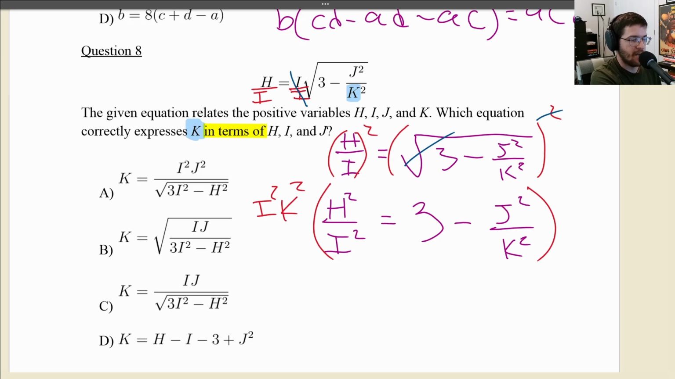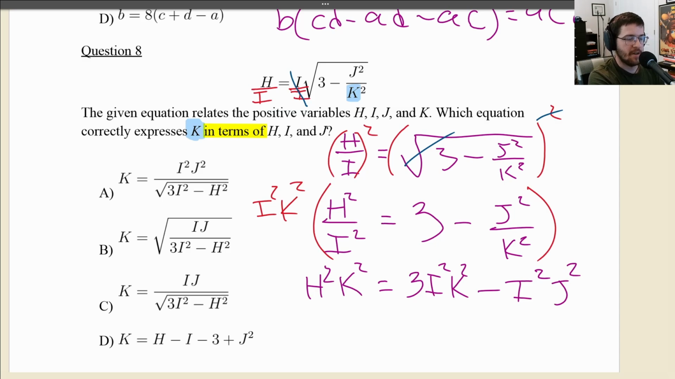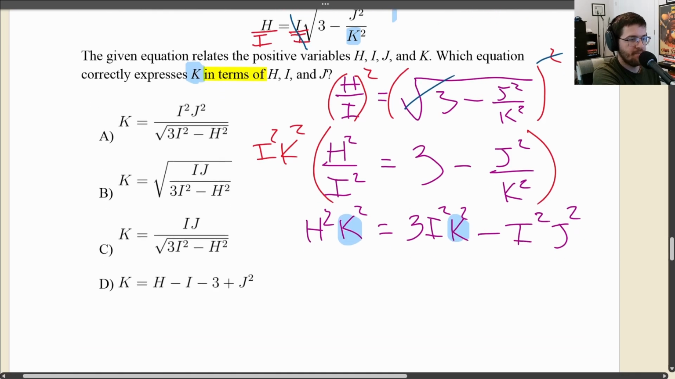And in the first term, the I squareds cancel, and I get h squared k squared. And then I get 3 times I squared k squared. And then the k squareds cancel on the last one, and I get I squared j squared. And once again, now we can do what we've been doing this whole time. We're going to get k by itself. So I see a k here, and I see a k here. We should probably get those guys to the same side.